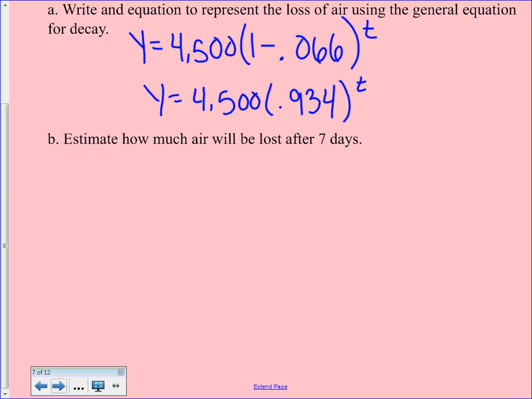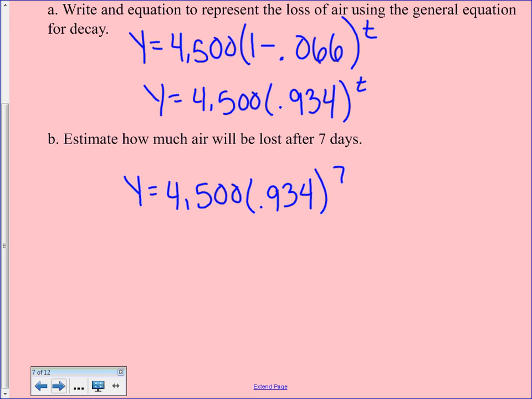The second part of this question asks me to estimate how much air will be in there after 7 days. So my time is 7 days. So I'm going to rewrite this equation, but instead of writing t, I'm going to write 7 because I know that's the time period that I'm looking for. So that's raised to the 7th power. So you can go ahead and plug that into your calculator.